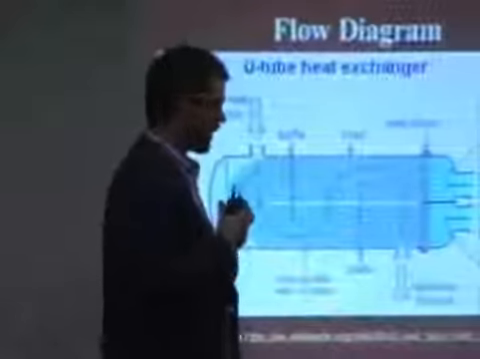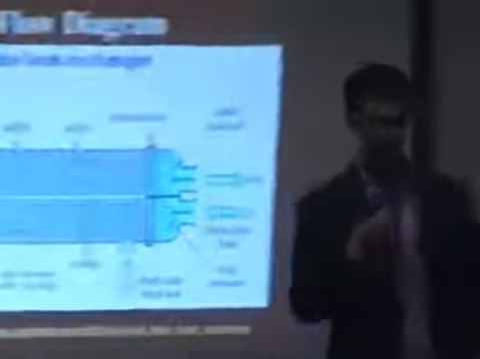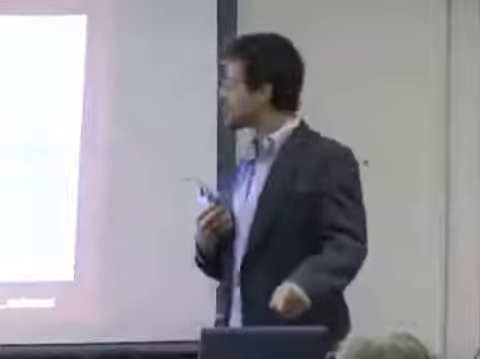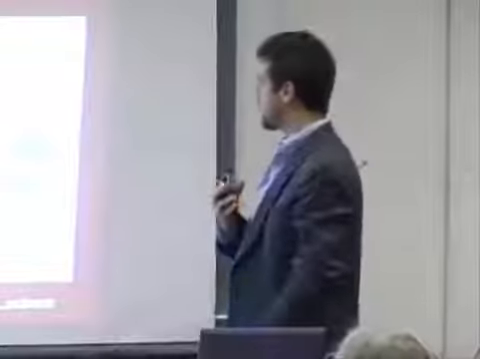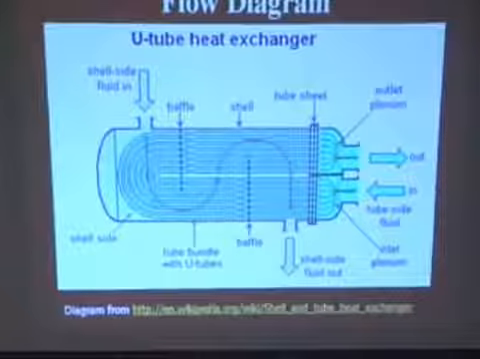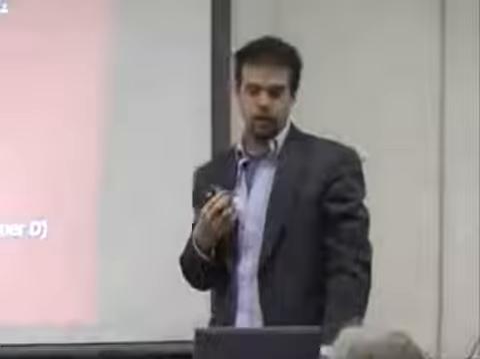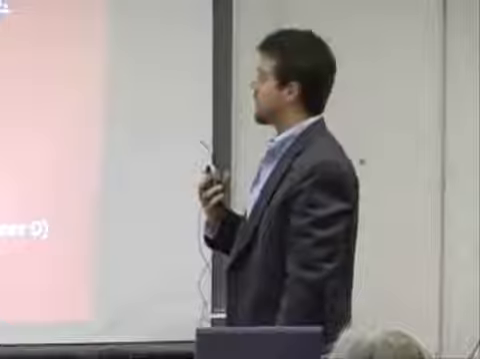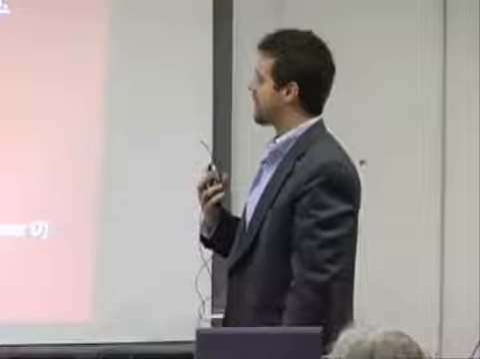All right. So this is a diagram. This is a picture of the U-tube heat exchanger. Obviously, the shell side fluid goes in. There's baffles that get circulated through. Heat transfers with the tubes, and fluid goes out. Yeah, so these are the specs of the heat exchanger.